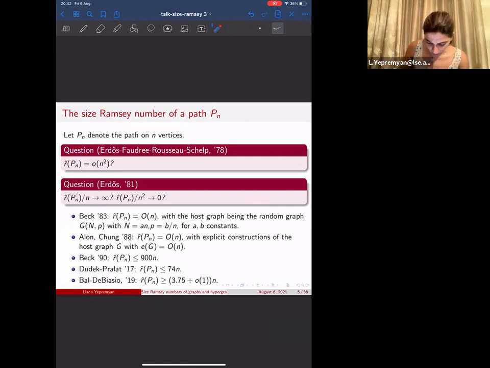And afterwards, the research has been mostly around improving the constant in this term O(n). So Beck proved that it was at most 900n. The best upper bound is by Dudek and Prałat from 2017, where the constant is 74, and the best upper bound is 3.75 plus o(1) times n by Bal and DeBiasio. Okay, so this is about the path.